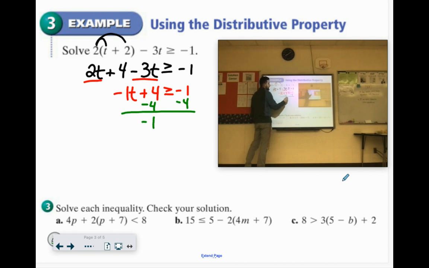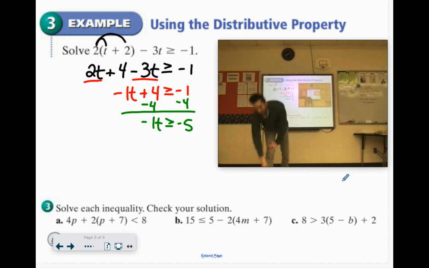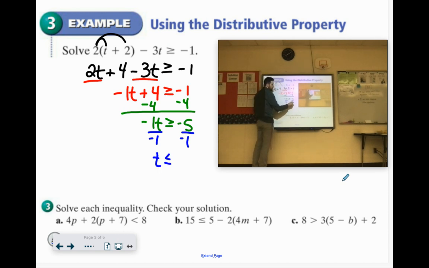So we have negative 1t, or negative t, is greater than or equal to negative 5. Now the reason I like writing negative 1t is because we're going to have to divide by negative 1. If it was written as negative t, you could still multiply or divide by negative 1 to make it positive, but it's kind of more obvious this way. So I'm going to divide by negative 1 on both sides, remembering to flip my inequality, and negative 5 divided by negative 1 is positive 5.